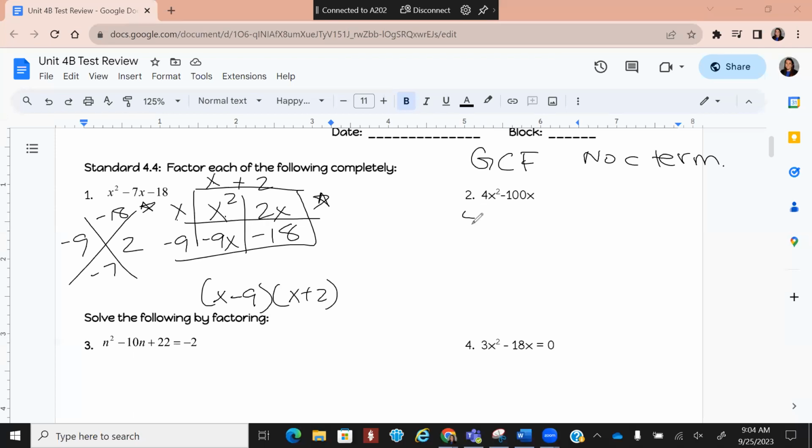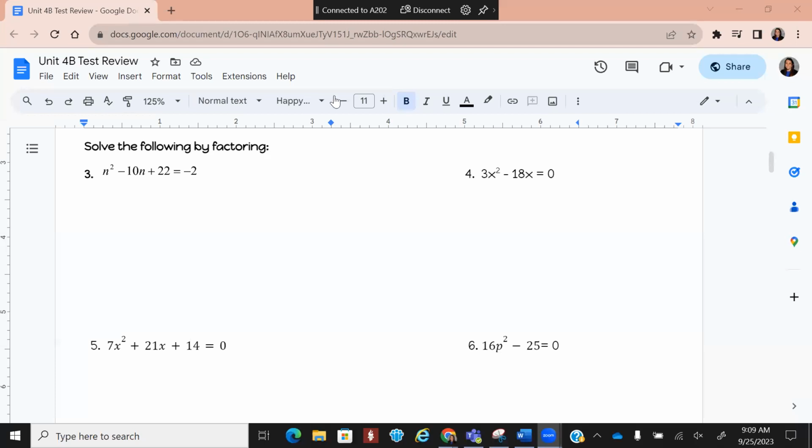What else can we take out from these two things? Well, they both have an x. So what's 4x squared divided by 4x? What does that give you? X. What's negative 100x divided by 4x? Negative 25.